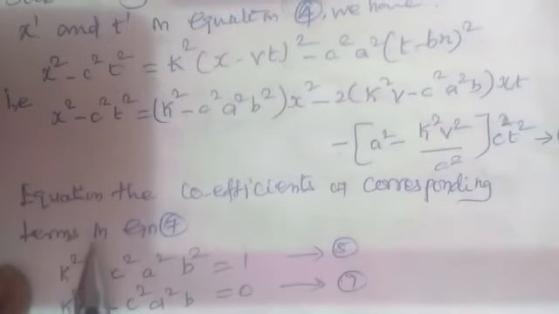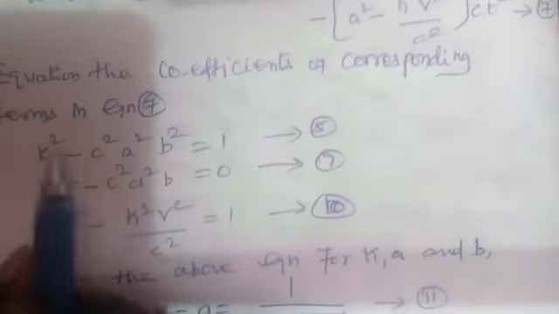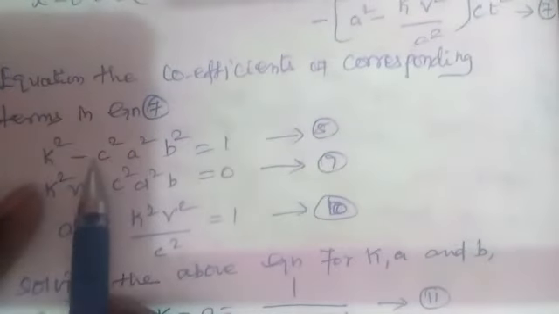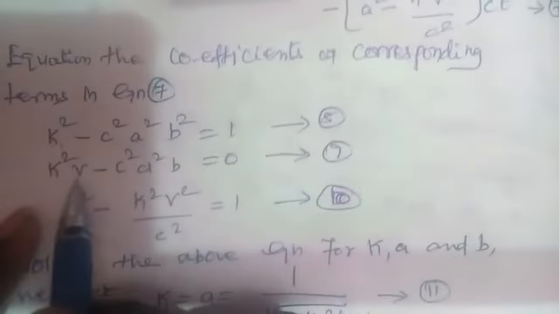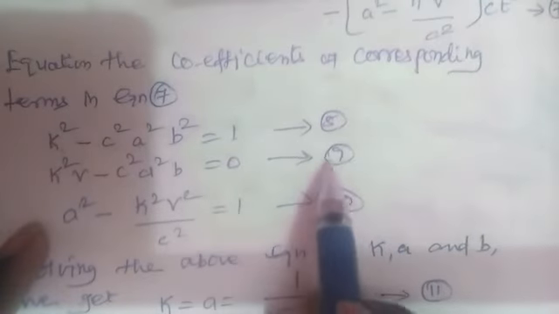Equating the coefficients of corresponding terms in equation 7, we get k square minus c square a square b square is equal to 1, and k square minus c square a square b square equal to 1. So k square b minus c square a square b is equal to 0. This is equation number 9.